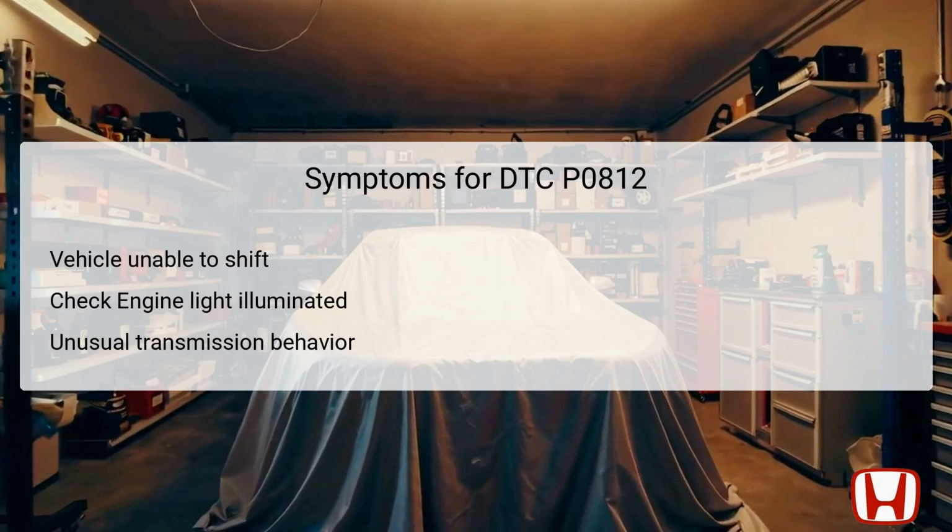Drivers may notice specific symptoms related to the DTC P0812. One common symptom includes the inability to shift the vehicle properly, especially when transitioning between gears. This could manifest as stalling or inability to engage reverse. The check engine light may illuminate on the dashboard, serving as a warning that something is amiss.